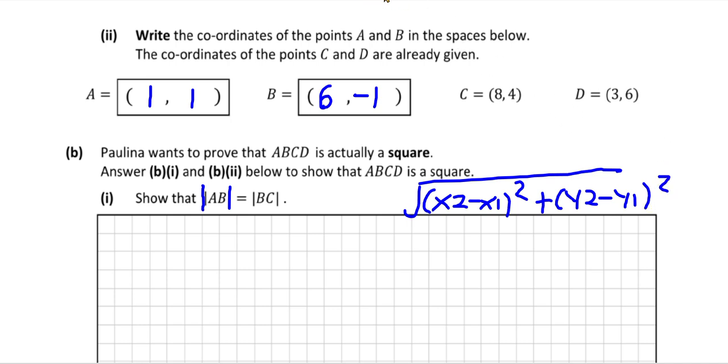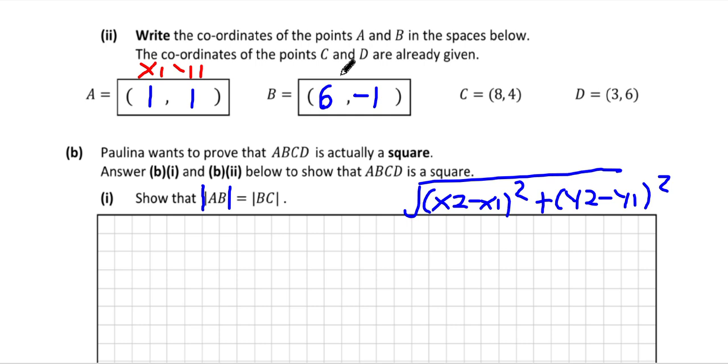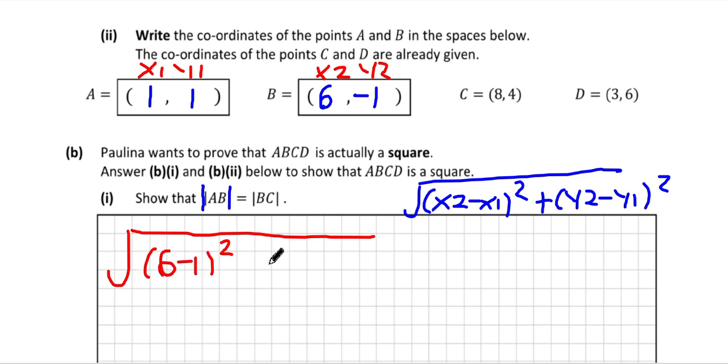Well, nothing I can do about that. Yeah, I'm only on part 1, so let's do part 1. So we have x1, y1, and x2, y2. Here we go. We're going to do AB first. 6 take away 1 squared plus minus 1 take away minus 1 squared. Did anybody get the square root of 29? Yeah. Anybody got that? Okay.